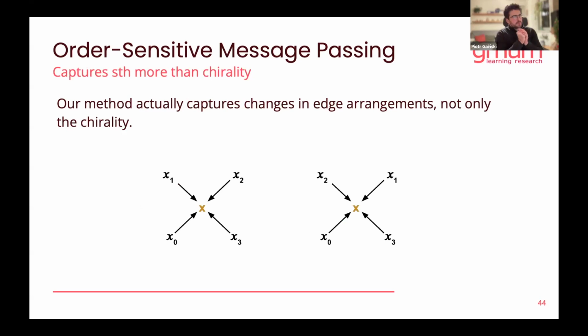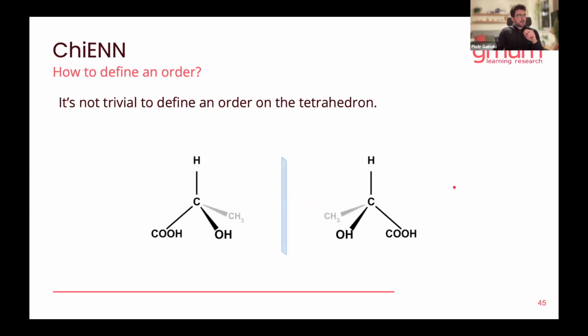What is probably interesting is that our method not only captures chirality, but also something more. Here we have two graphs that are, let's say, not mirror images of themselves. They are 2D graphs, because this part is pretty much the same. The upper one is mirror imaged, but still our method can distinguish between those two graphs because they have different permutations of the neighbors here. So it's probably good. Okay, so we have a message passing scheme that can be used for 2D graphs.